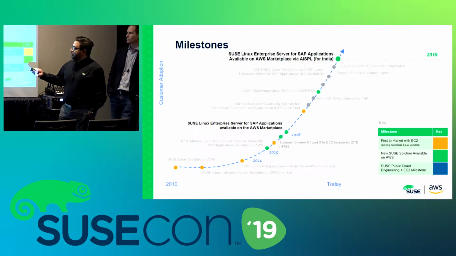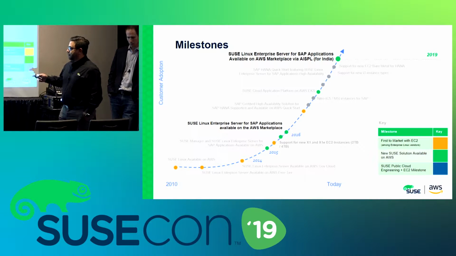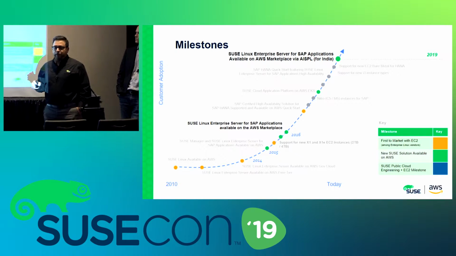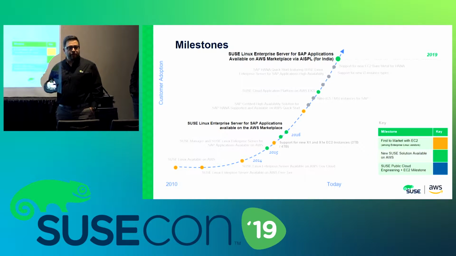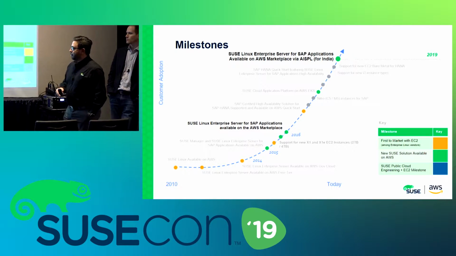So a few of the milestones. SUSE has worked with AWS for almost 10 years. We were the first enterprise Linux distribution available on AWS, and that was offered in 2010. Since that time, there's been a lot of innovation, so we couldn't possibly put everything that we've done, and I'm only going to touch on a few. In 2015, we first made SUSE Linux Enterprise Server for SAP applications available on AWS. I'm going to shorten it moving forward to SLES for SAP, just so I don't stumble.